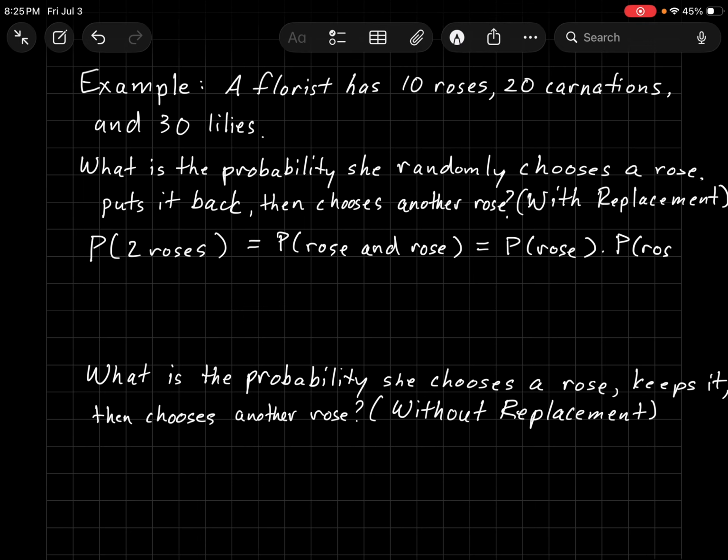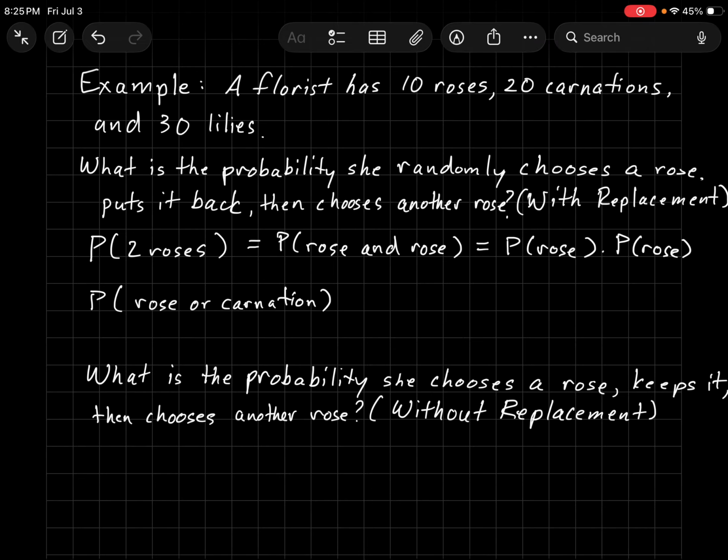You don't have to do the formality of this. You don't have to write this all out. Just remember to multiply. Now, a brief aside. This is not the same problem as if I said, what is the probability of getting a rose or a carnation? Now, I realize it's different flowers, but when I said it's not the same problem, what I mean is this.